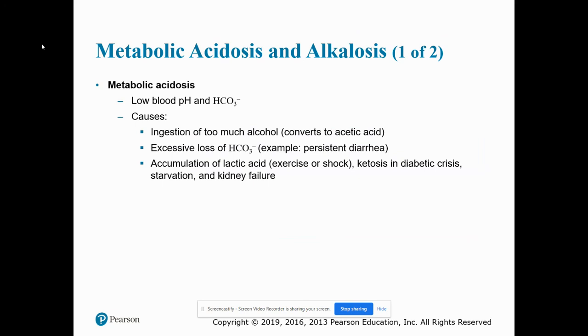We move on to metabolic acidosis. Low blood pH and bicarbonate. Causes include ingestion of too much alcohol, excessive loss of bicarbonate, like, for example, for somebody who has had persistent diarrhea. Accumulation of lactic acid, which could happen because of exercise or shock. Ketosis and diabetic crisis, starvation, and kidney failure can all lead to metabolic acidosis.